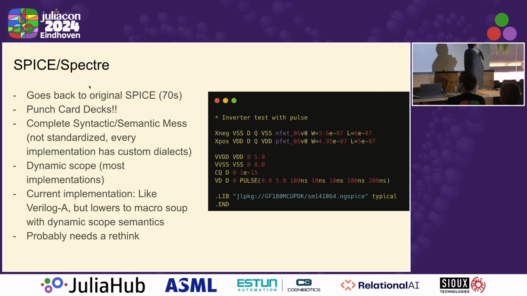Similar story for Spice, although Spice is a mess. I won't really talk about it. The one thing I will point out is that we can reuse the Julia package manager for PDK distribution, which is very cool.